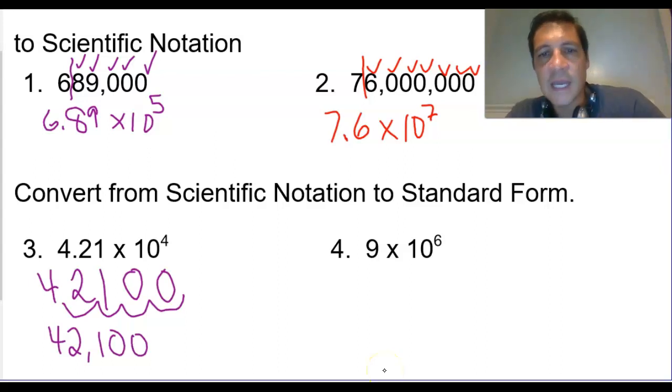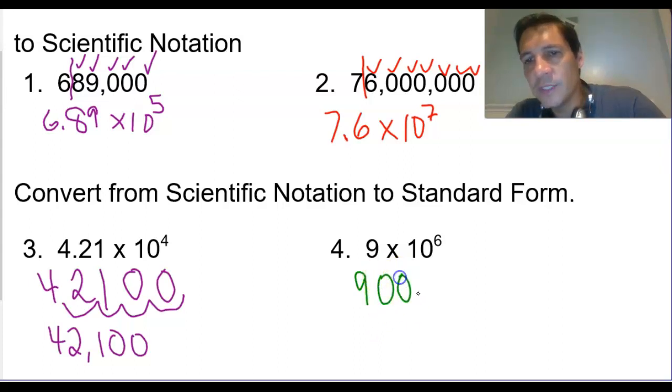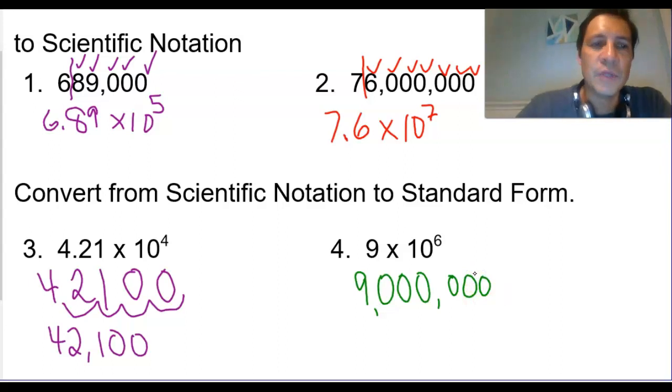Well, I've got my 9 here. I need to move the decimal over 6 times. Since there's nothing here, I know that it's just going to be 6 zeros that act as placeholders. So 9 times 10 to the 6th is 9 million. And that's how we work with scientific notation.